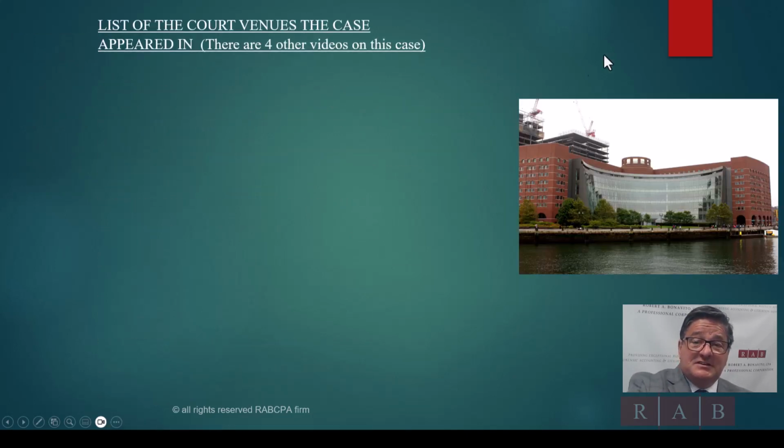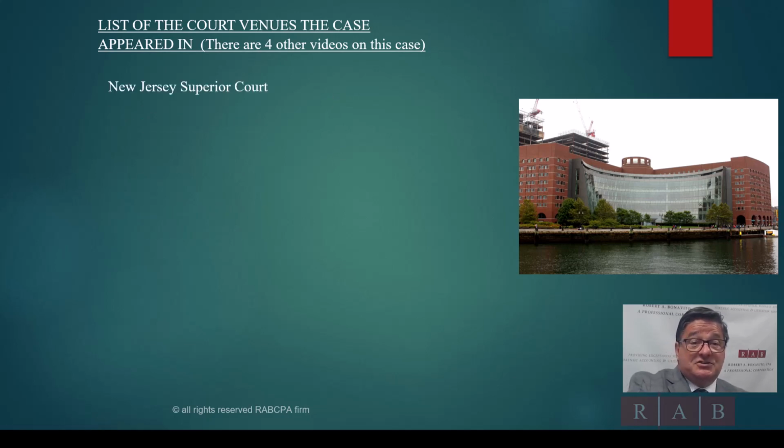Now, this here is where the hearing took place. This is the District Court of Boston. Also, the First Circuit Court of Appeals is here. So if you take a case to Boston District Court and you appeal it, remember, you're getting a judge that's basically next door to the judge that heard your case. So especially against Harvard, you're probably not going to get a fair hearing. Now, there are 4 other videos on this case on my website if you really are interested in it. But here are some of the venues where this case went and why people think it's one of the most important cases, especially a pro se case, in the last 50 years.